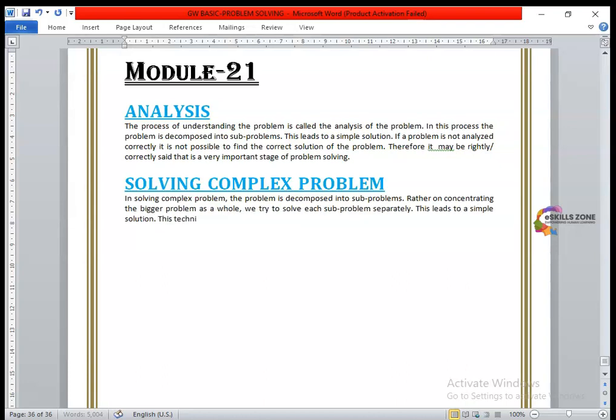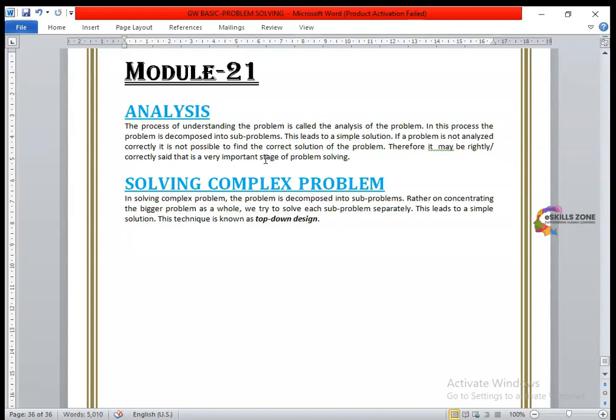This technique is known as top-down design, a very important term which is used basically in problem solving process. Top-down design. I'm going to bold it and italic it.